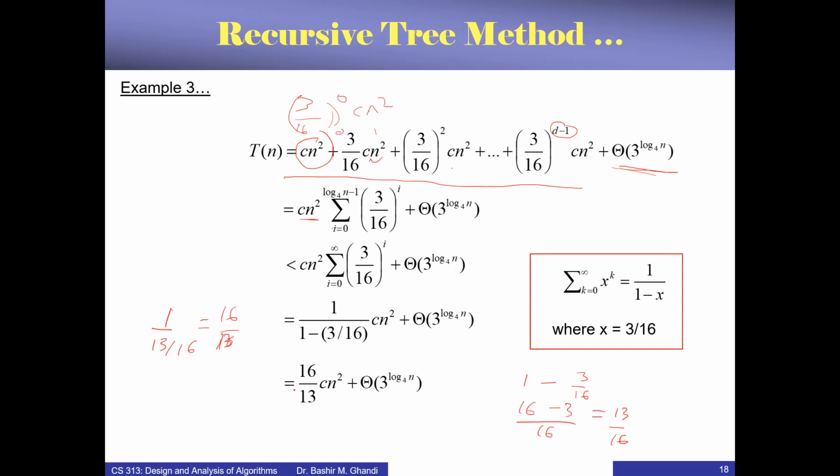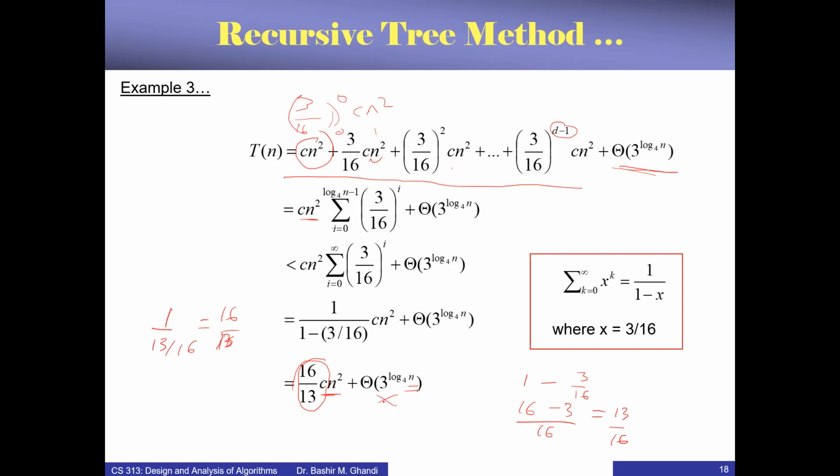Okay, so this is how we reduce this term to 16/13 cn² + Θ(3^(log₄ n)). So we are almost done, because this is very much what we want, cn². But we have to rule out that this term is less than cn² before we can make that conclusion. Because we have got a c here, and this multiplied by c is still a constant, and we have n².